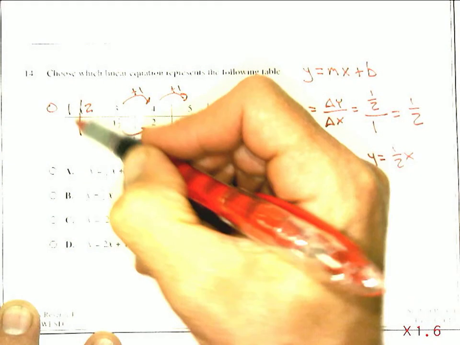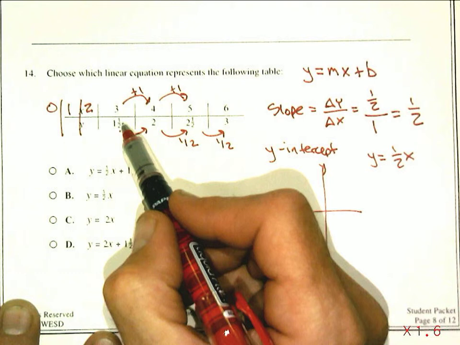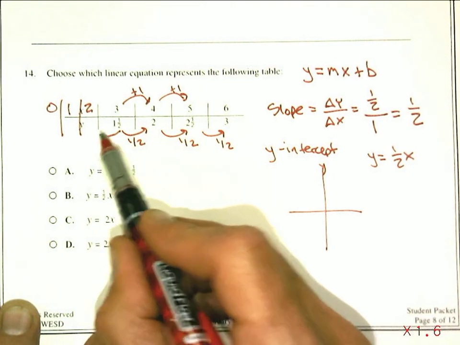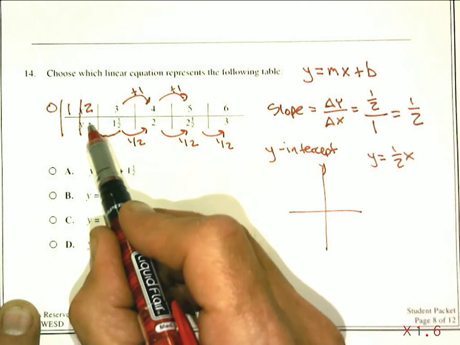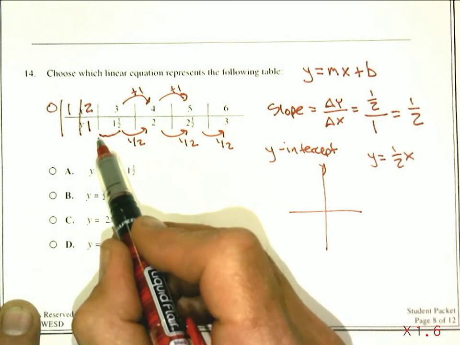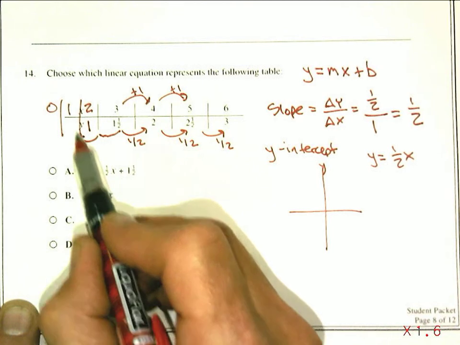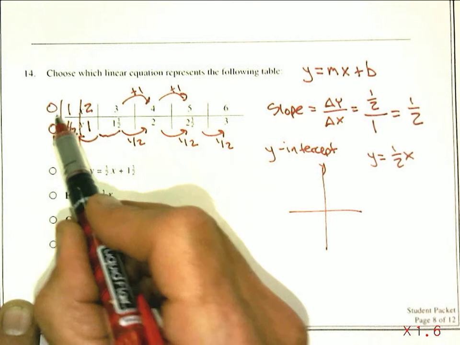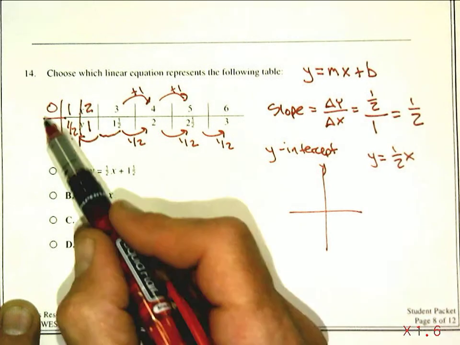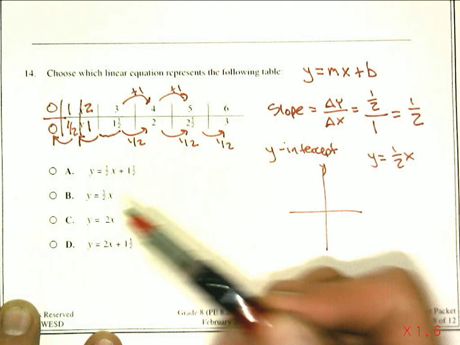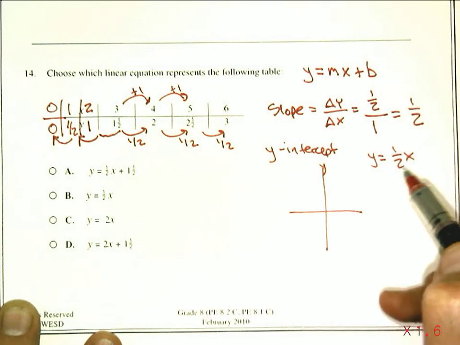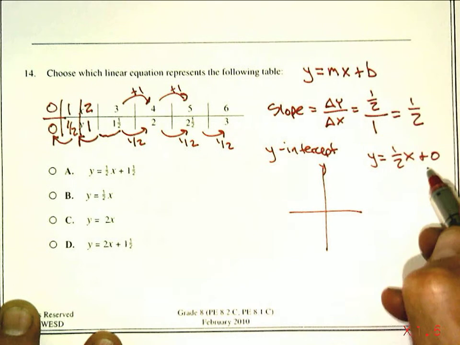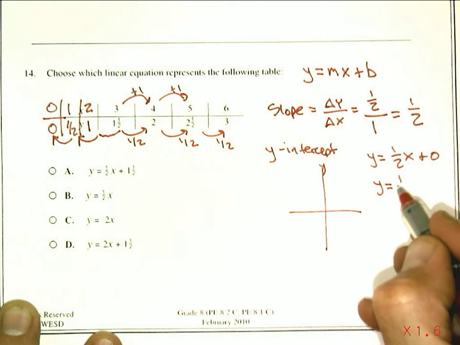So if I modify the table and fill in some spaces here. Since I know it goes up a half each time, I also know it goes down a half each time. So if I go from 1.5 down a half, that's going to be 1. If I keep going down a half, it's going to be a half. If I go down a half more, that's going to be 0. So the y-intercept in this case is actually 0, which means the equation is y equals 1/2 x plus 0, which I really don't need. So really the equation is y equals 1/2 x.